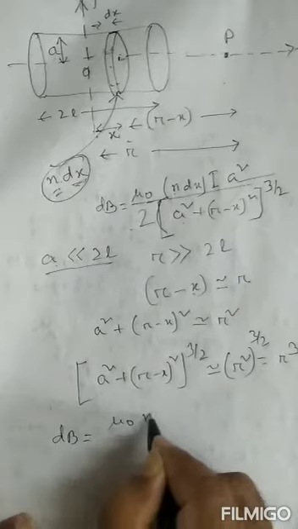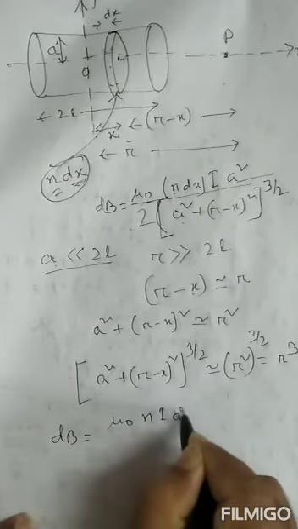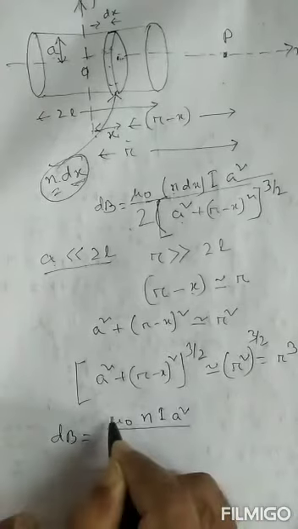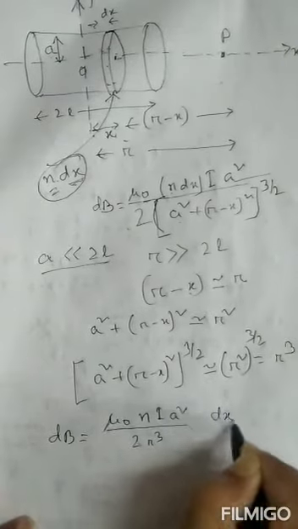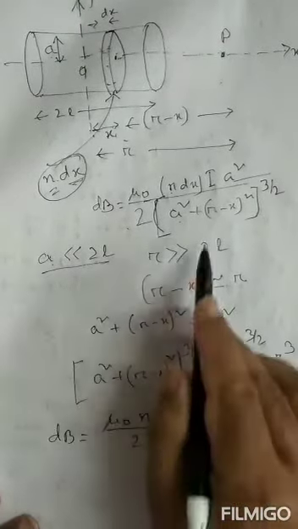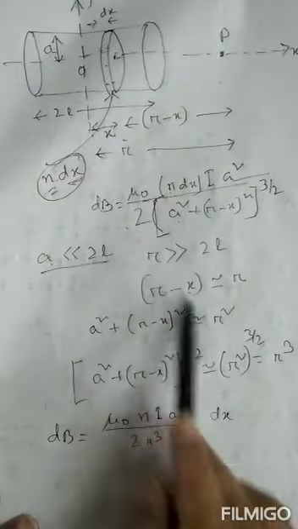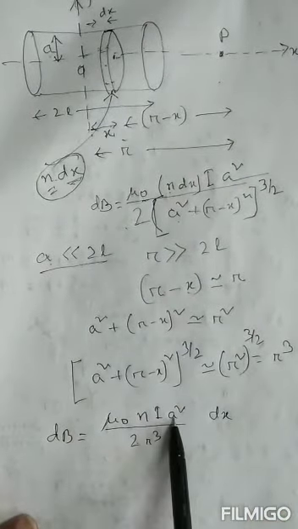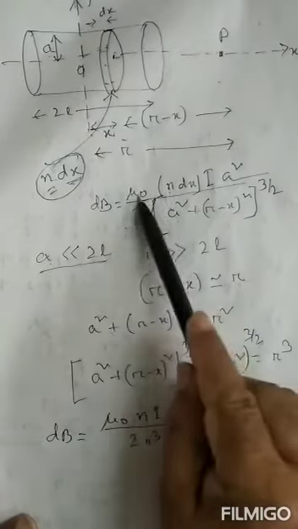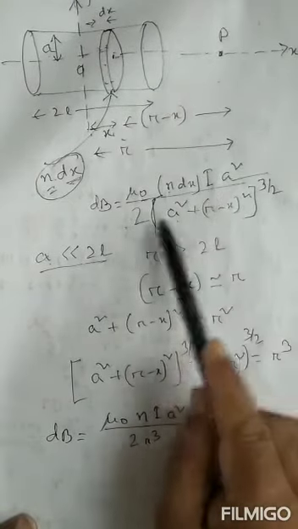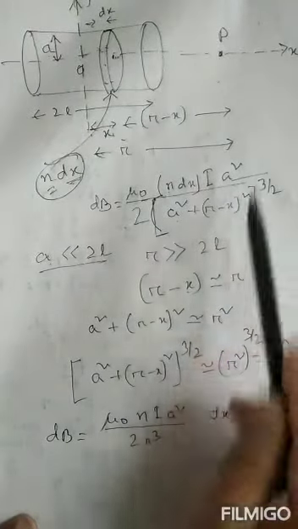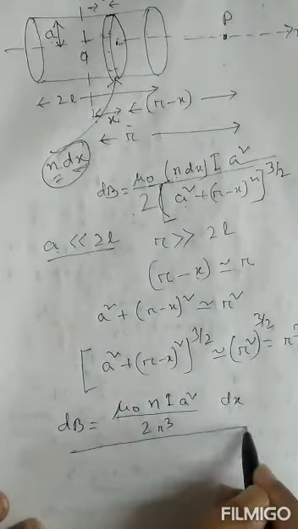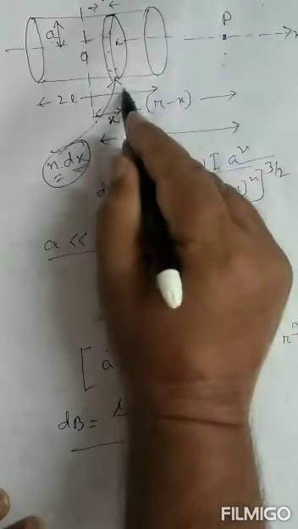It is mu 0 N I A square over twice R cube into dx. I take this dx outside the bracket. From here, mu 0 N I A square over twice R cube, with dx taken out. So that means this is the value of magnetic field induction at the point P, at an axial point P, for this current loop.